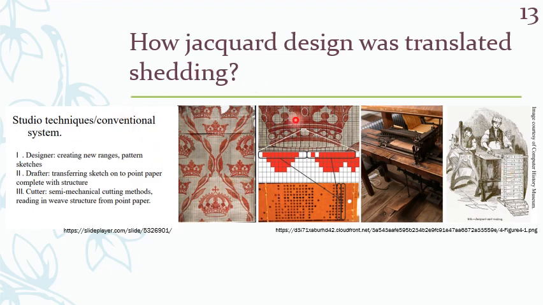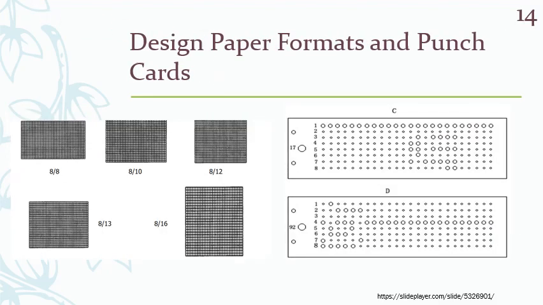So this slide summarizes the hand method of designing and producing the punch card for making the fabric from the jacquard shedding mechanism. Dear students, on this slide you can see there are two portions. On the left you can see different point papers. These point papers are used for the filling of the design.